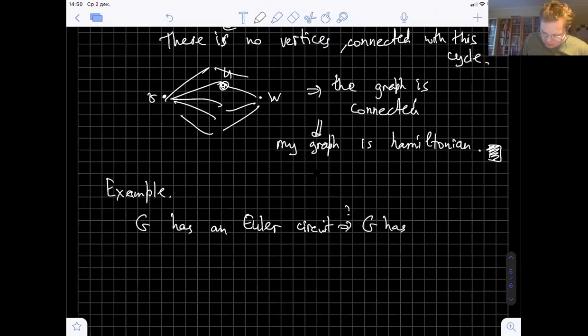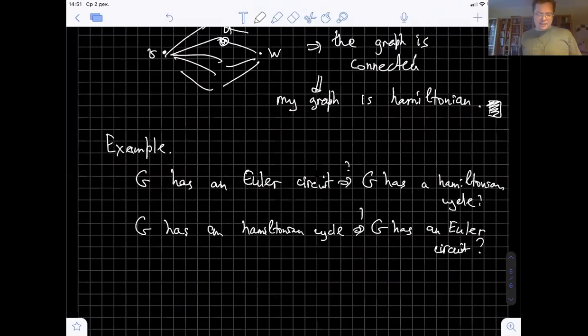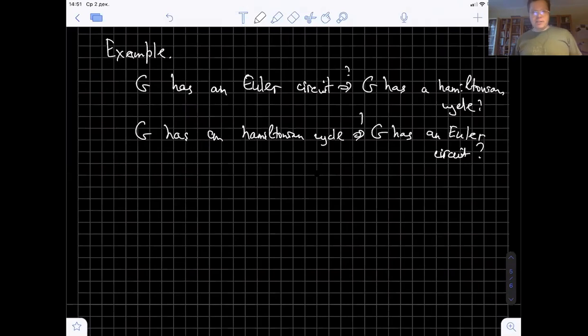Does it always have to be a Hamiltonian cycle? And vice versa. Suppose G has a Hamiltonian cycle. Is it true that G always has an Euler circuit? So are these two notions connected to each other or not? Maybe I will give you, I think it's not very hard to give counterexamples, so I can give you 3 or 4 minutes, and then we can discuss it, and then we'll finish it.